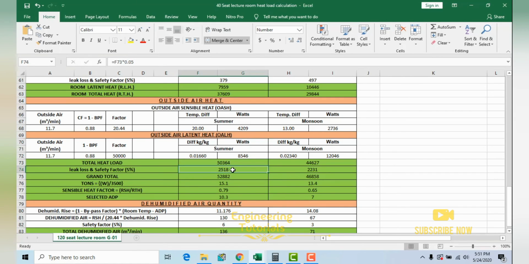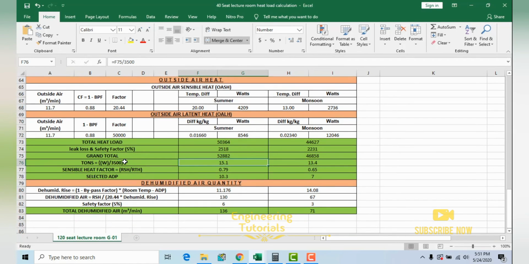So now we have to add 5% safety factor for both summer and monsoon, and the grand total will be the sum of these two. So grand total will be the sum of these two, that is 52,882 for summer and 46,858 for monsoon. And now we have to calculate the tonnage. Tonnage is total watts divided by 3500. You will get the tonnage for the system. As you can see that total watt is 52,882 divided by 3500. You will get 15.1 tons AC requirement, 15.1 for the summer and 13.4 for the monsoon.